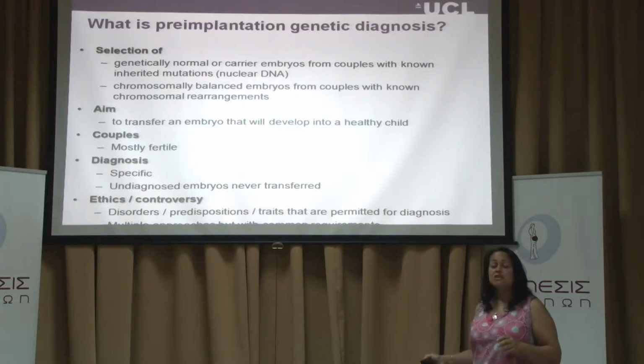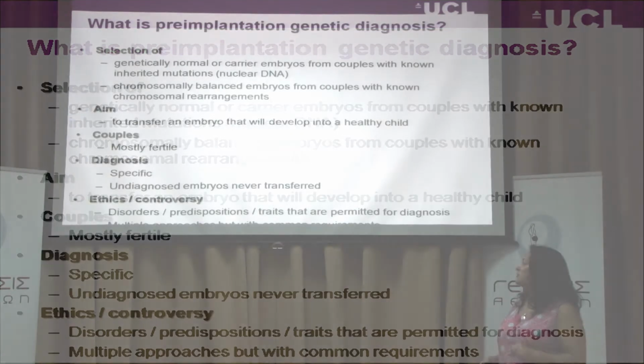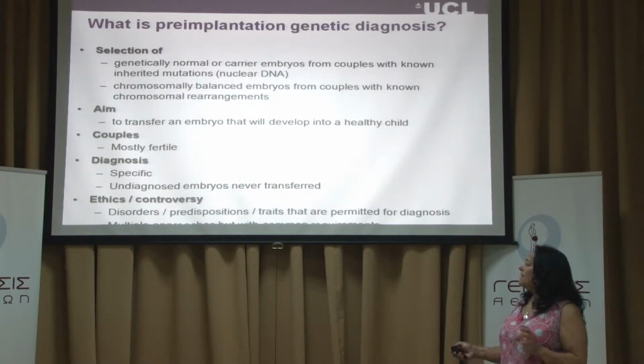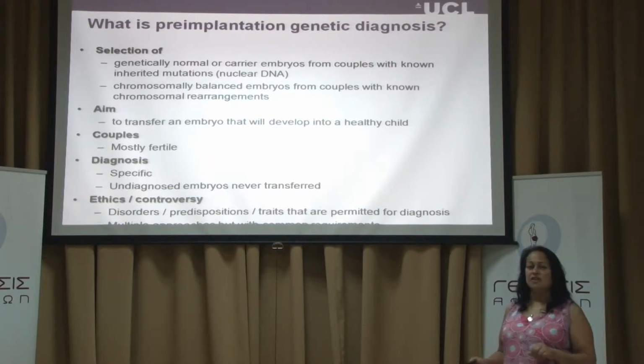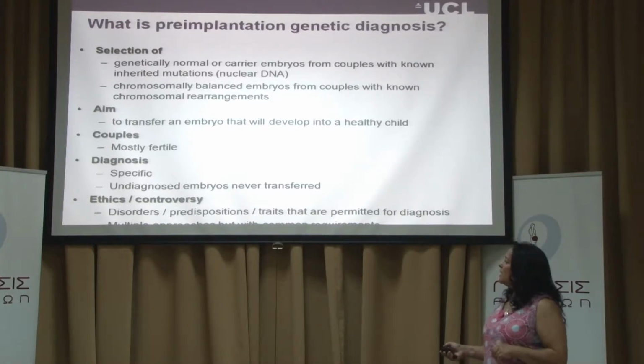Most of these patients will actually be fertile. They could have got pregnant naturally and gone through prenatal diagnosis, but PGD is another reproductive option for them. The diagnosis we do is specific at the moment. There's new technology that's coming in, I'll mention at the end, but at the moment we do a specific test for that abnormality. And in this situation, because these couples are at high risk, any undiagnosed embryos must never be transferred. There's always a risk that an undiagnosed embryo may be affected.